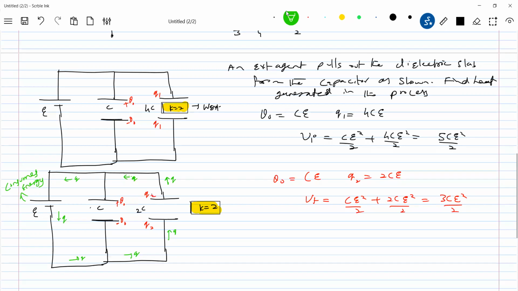What was our question? Heat generated has to be half here. So how to bring in the work done by the X agent in pulling the slab? As I told you, the work done by the X agent should be equal to the change in potential energy of the capacitor. Now earlier there was only one capacitor. What about here? Two capacitors are there. So only the change in potential energy of the capacitor across which the slab is being pulled out, not of the total capacitance of the system.